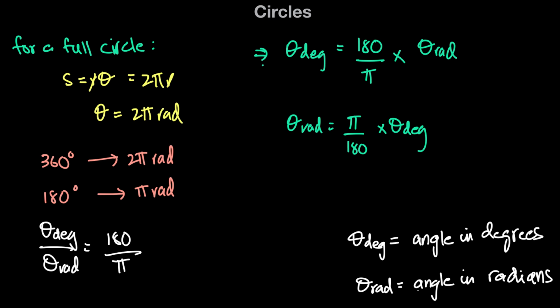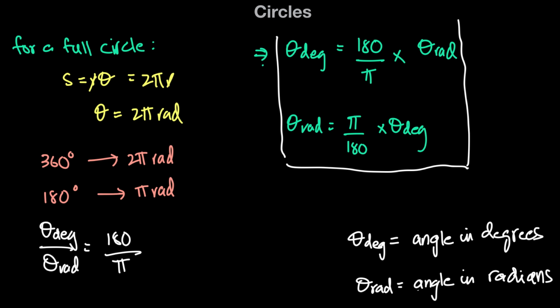So here what we have is two expressions that can help us convert between these two units. If given an angle in radians, if we multiply that angle in radians by 180 over pi, we get the angle in degrees. Similarly, if given an angle in degrees, if you multiply it by pi over 180, you get the angle in radians.